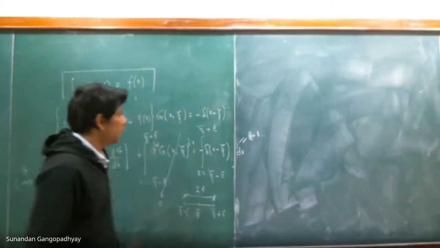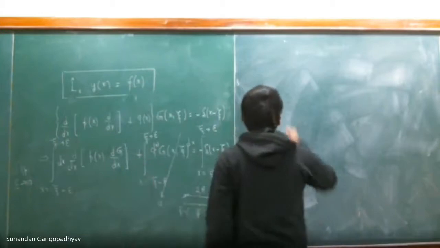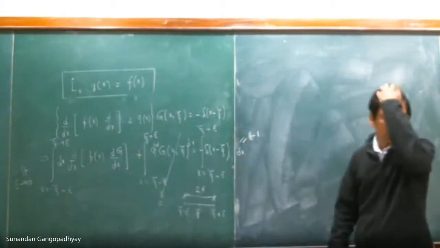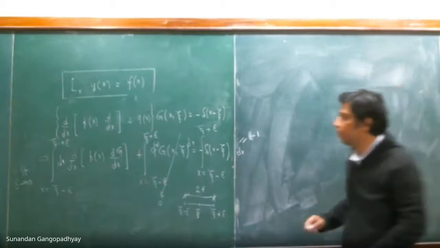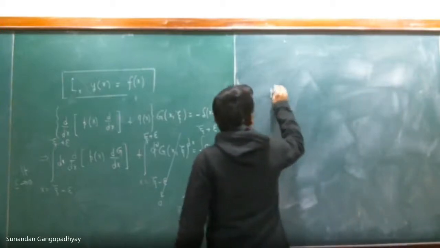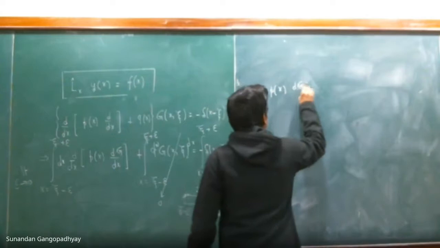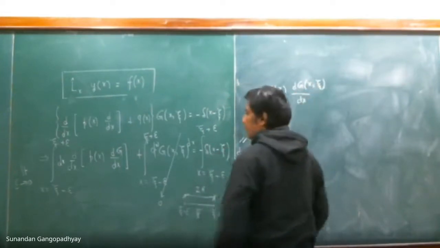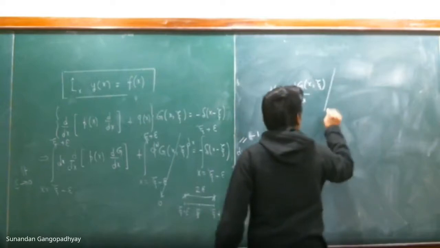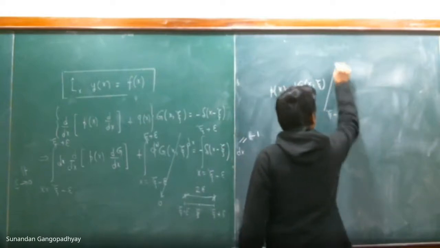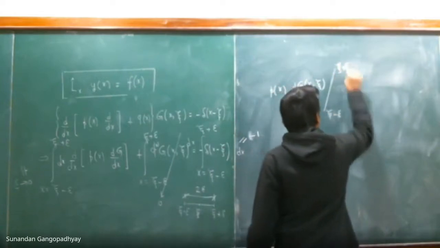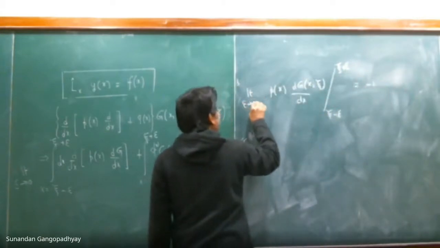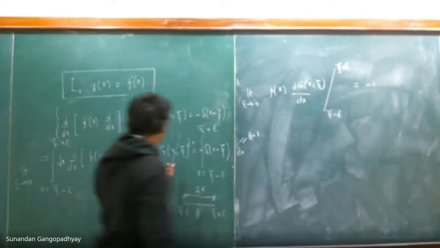And what is this one? This is a total derivative term, because it is in the Sturm Liouville form. Therefore, this will give us p of x dg(x, xi)/dx from xi minus epsilon to xi plus epsilon, that is equal to -1. And remember that we are taking limit epsilon going to 0. Only in that limit, the second term vanishes.